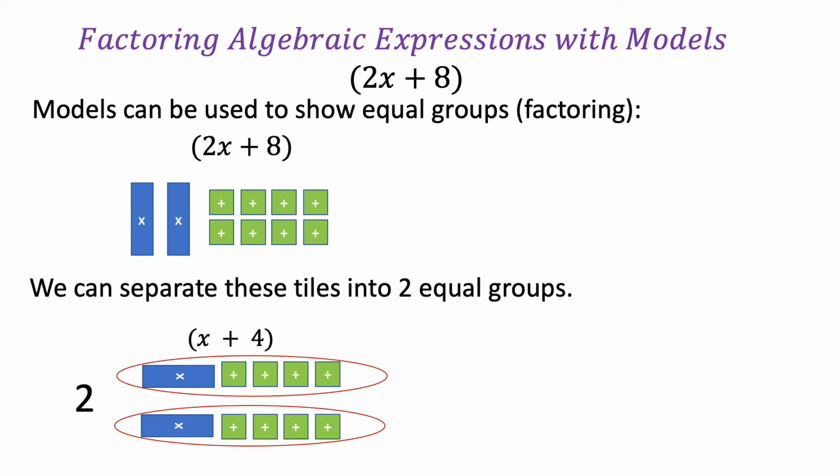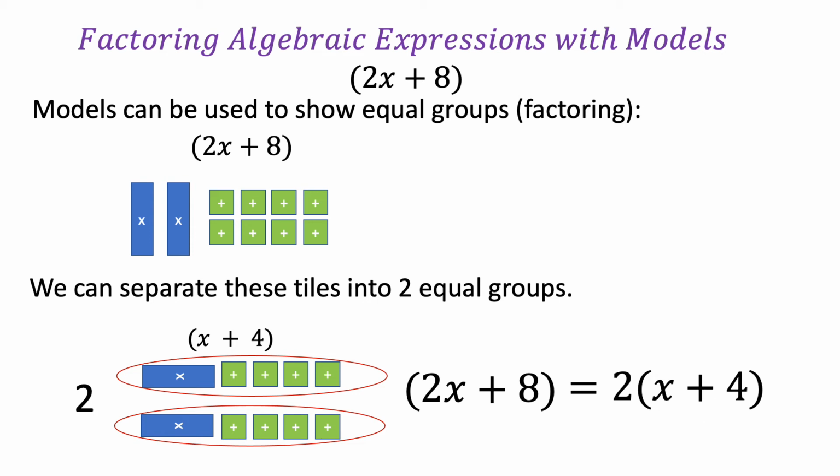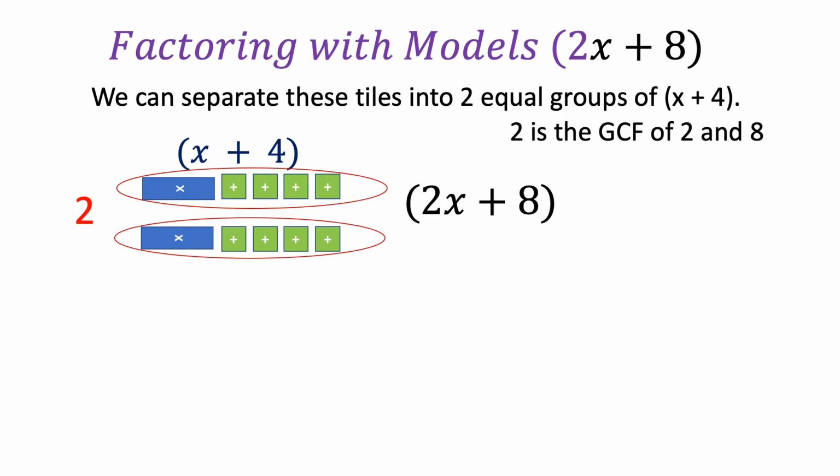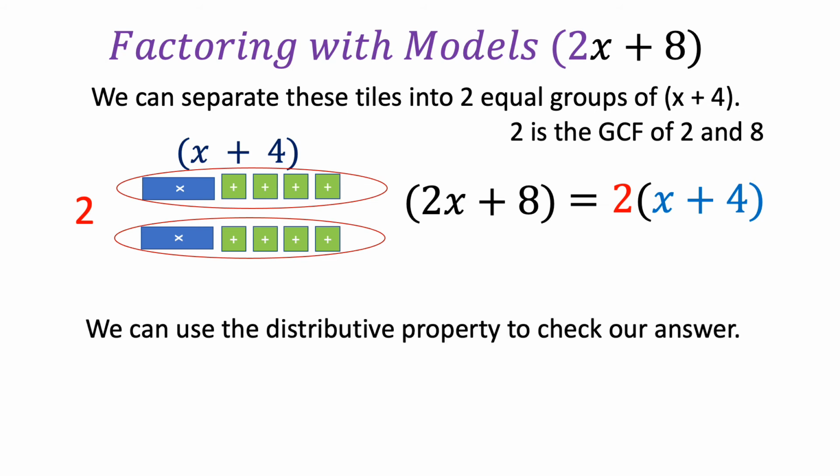So if we pull out the greatest common factor of 2 and 8, you see it's 2, and we will have 2 groups of x plus 4. We can separate these into 2 groups. 2 is the greatest common factor. That shows us 2 groups of x plus 4.